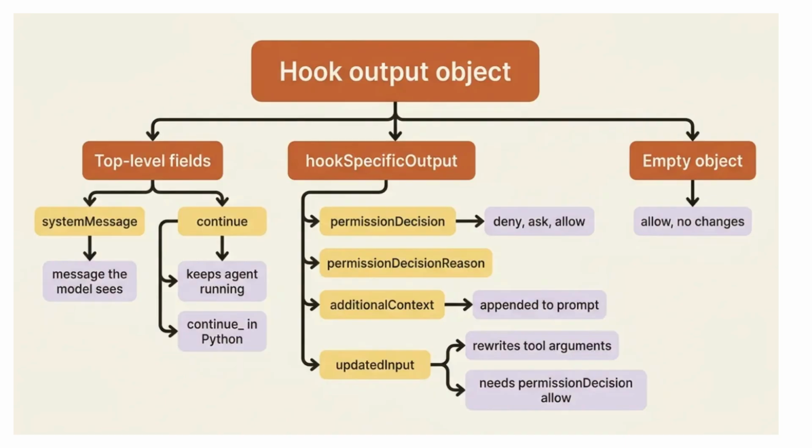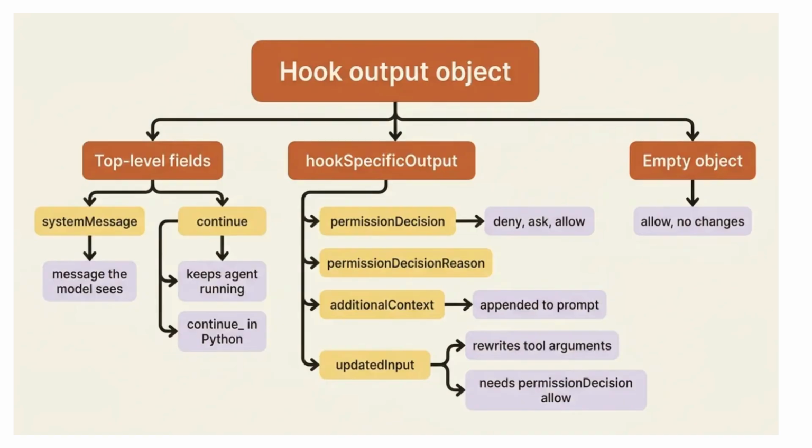This diagram breaks down the shape of a hook's return value. A hook returns one output object, but that object has a few different layers. At the top level, you have fields that affect the broader conversation. System message displays a message to the user, and continue controls whether the agent keeps running. In Python, that field is written as continue underscore because continue is a reserved keyword. Then there is hook-specific output, which is where the hook controls the current operation.